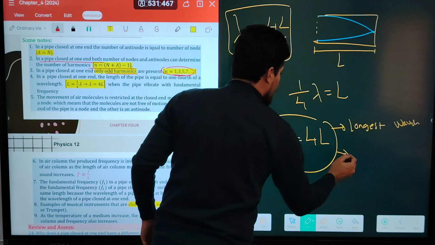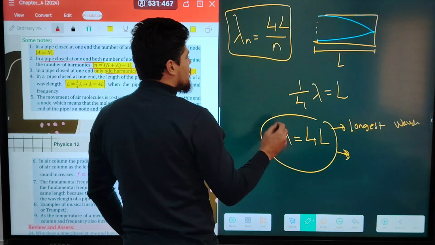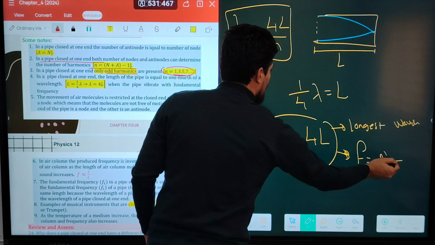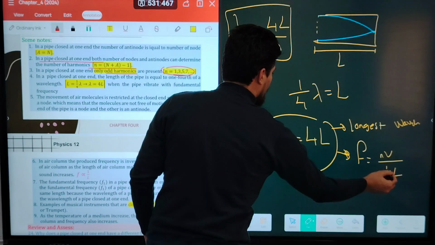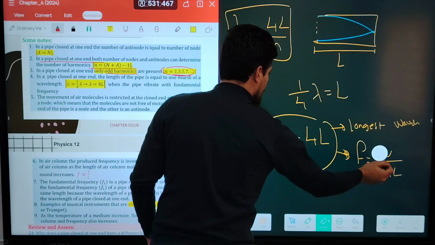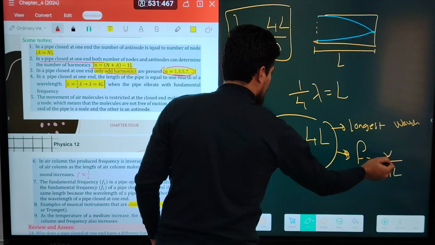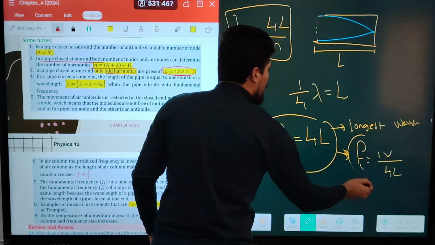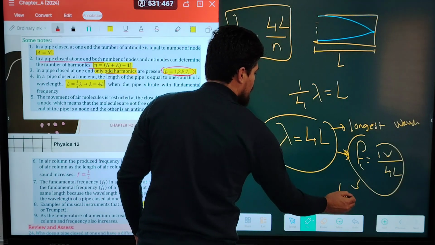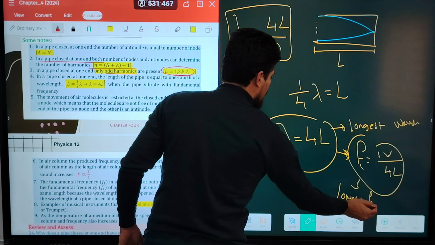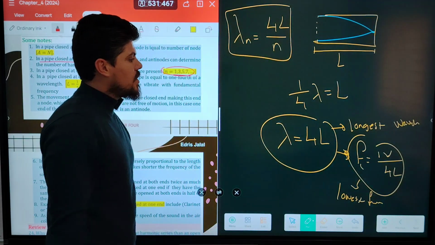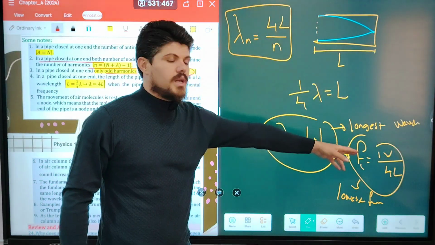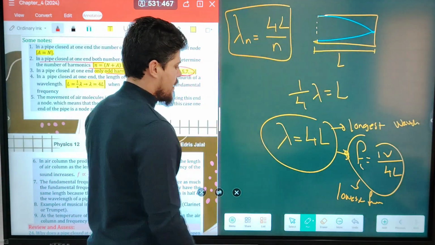And frequency is equal to what, guys? Frequency is equal to nV over 4L. For the first harmonic, it is V over 4L. This is the lowest frequency. How can we determine the fundamental frequency for the standing wave closed at one end? V over 4L.